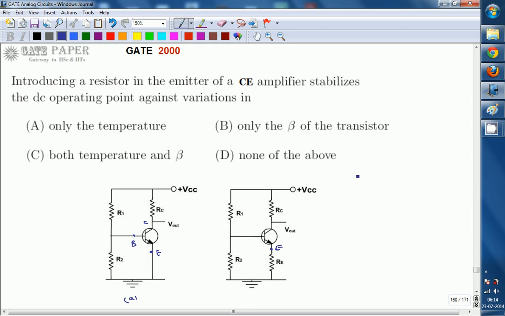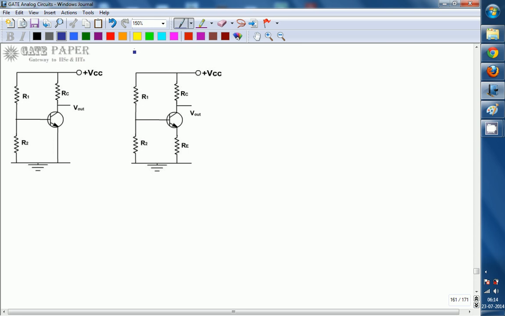First of all, you must know the operating point is also called the Q point. It is nothing but VCE comma IC. So the values of VCE and IC should be constant irrespective of the variations in temperature and beta, whether it happens with RE or not. That we will check. So we are interested in showing that VCE and IC values are going to be constant.